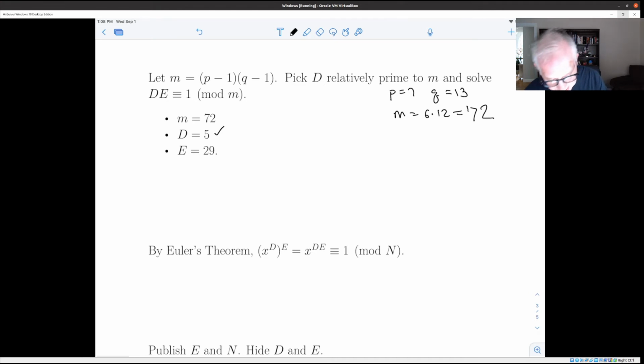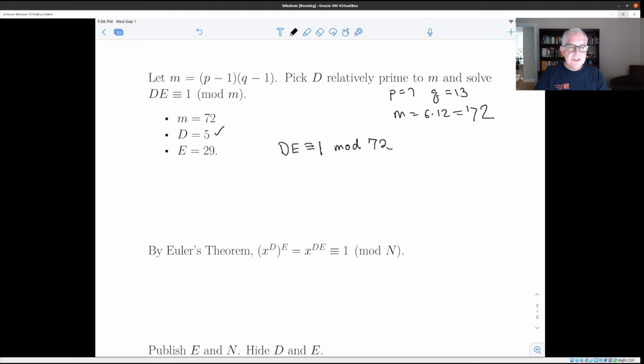And then I have to solve the equation. This is all going to seem very magical at the end, so bear with me. Solve the equation DE is congruent to 1 mod M. Not mod PQ, but mod (P minus 1)(Q minus 1). So I need to solve the equation DE is congruent to 1 mod 72.